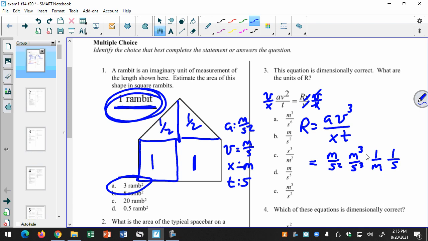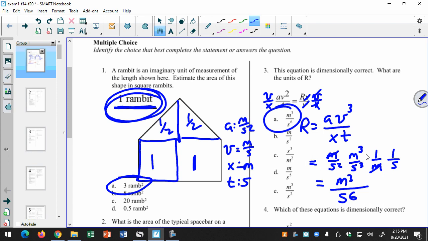So goodness, I got a lot of meters in the top, although I get a cancellation there. Those divide out. But I got meters cubed divided by seconds to the 2 plus 3 plus 1, seconds to the 6. So A is the right answer for what are the units of r.